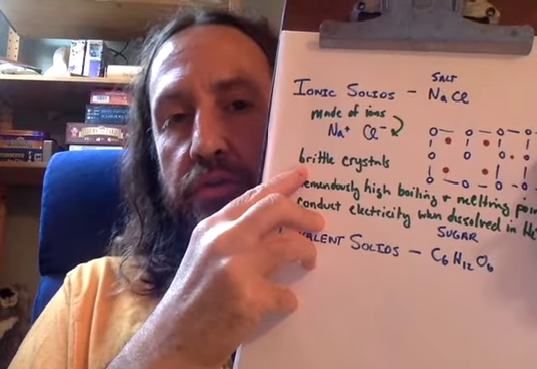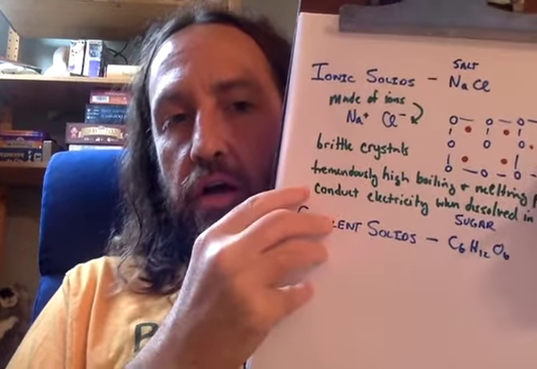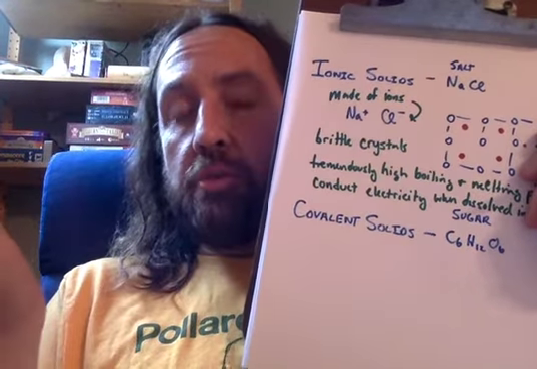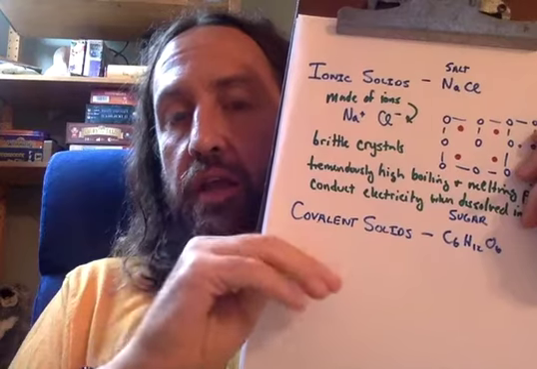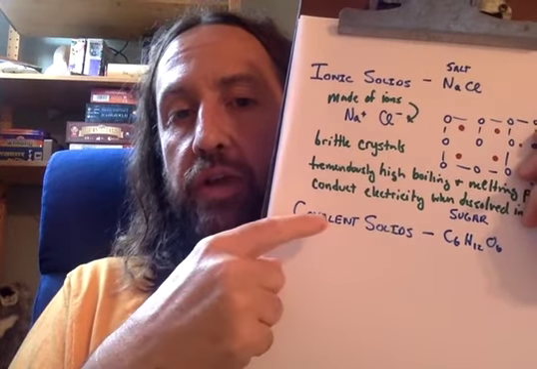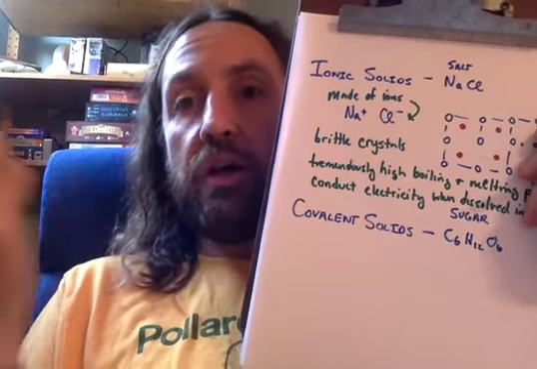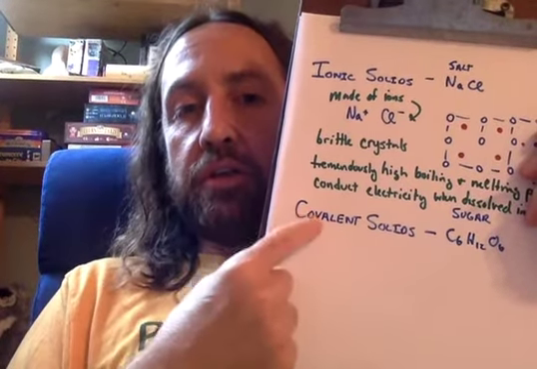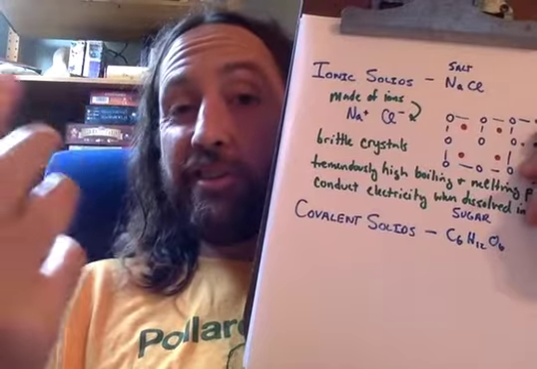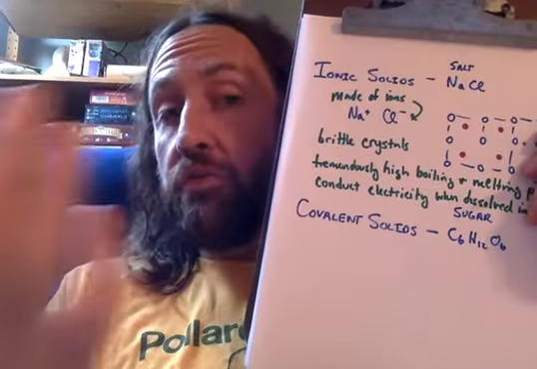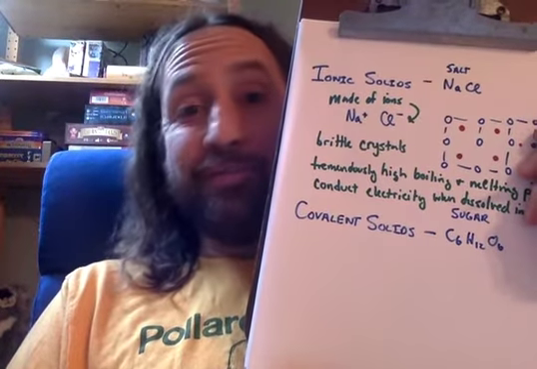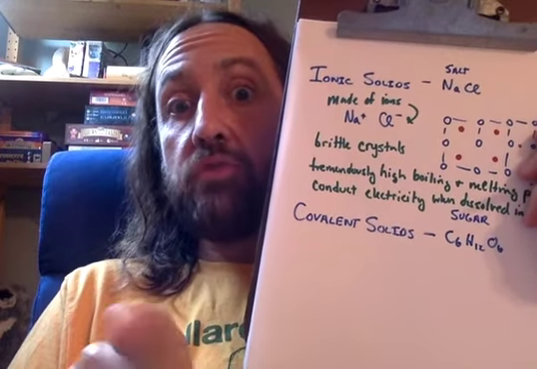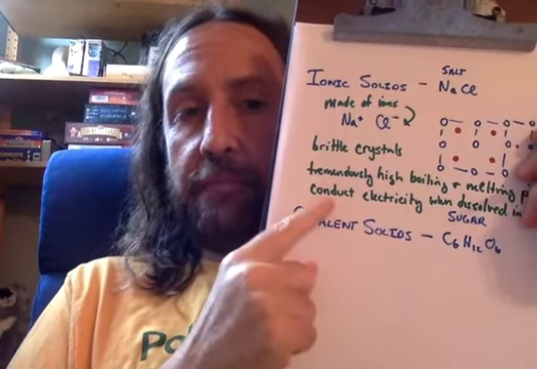They're brittle crystals. They are crystalline. They have much higher melting and boiling points than anything you're going to see in a covalent solid, except maybe a covalent network solid, which we'll talk about in a later video. But your common covalent solids, like sugar, you can melt on the stove. Ionic solids, you can't melt salt on the stove, okay? Don't go try it. Trust me on that one.